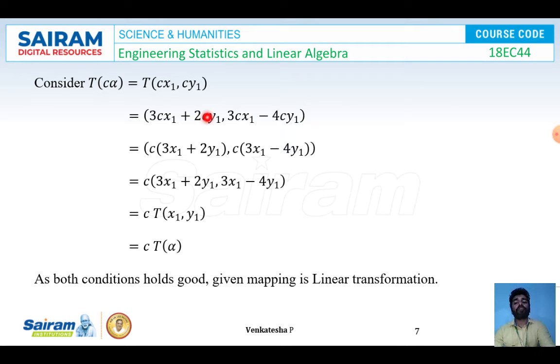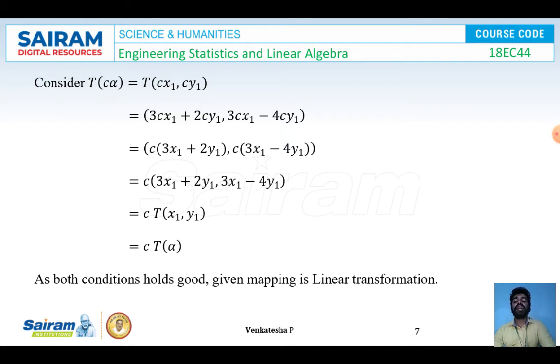By taking c as a common factor, I got c into (3x1 + 2y1), c into (3x1 - 4y1). Taking c common completely, I get c into (3x1 + 2y1, 3x1 - 4y1). This is nothing but T of (x1, y1), so this is nothing but T of alpha again.